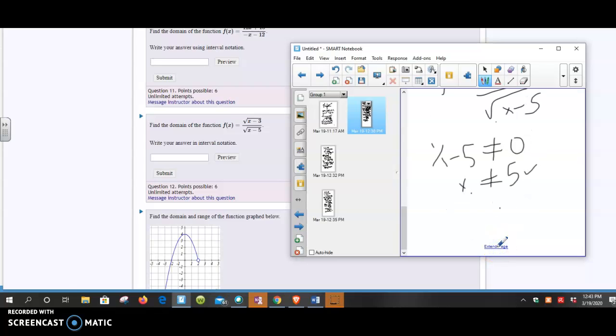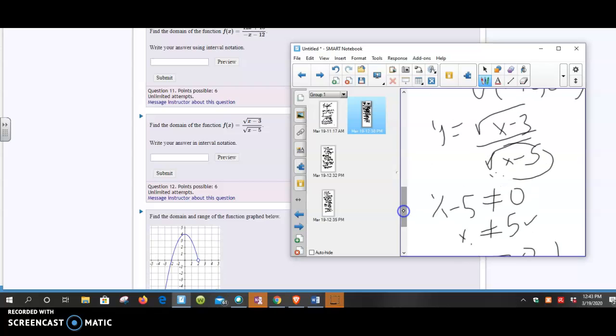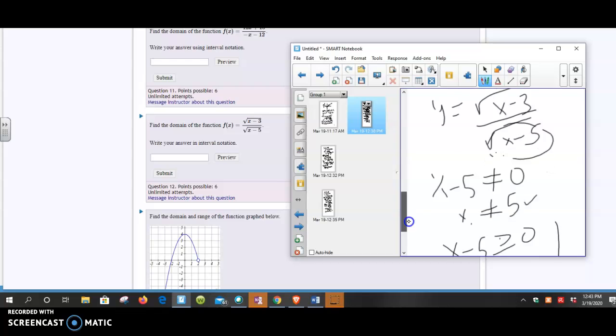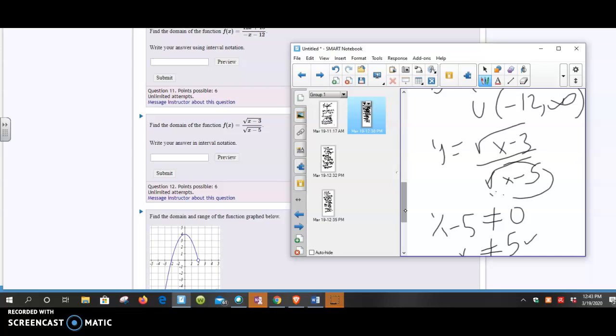We also have to make sure that this is greater than or equal to 0. So x minus 5 has to be greater than or equal to 0 because it won't be defined that way. So x has to be greater than or equal to 5. So basically, if we go back up, x cannot equal 5 or anything smaller than 5. So x has to be greater than 5. You can't have like a 4 in here because that'll make a negative 1 down here. Likewise here, x has to be at least 3. You can't have a number that's less than 3.